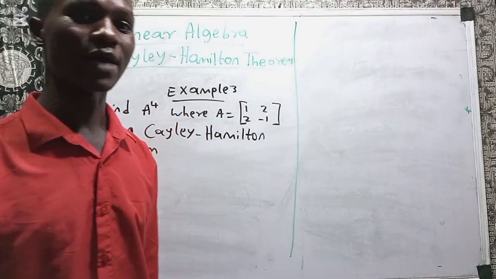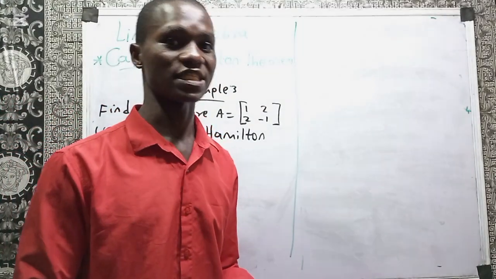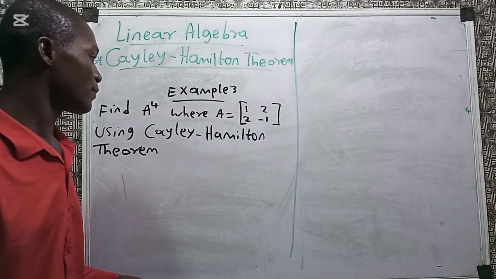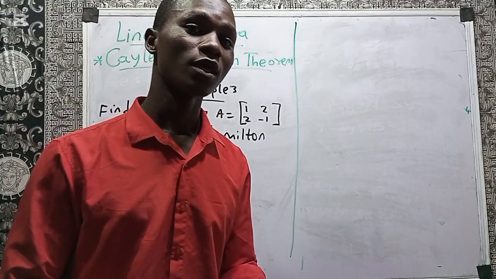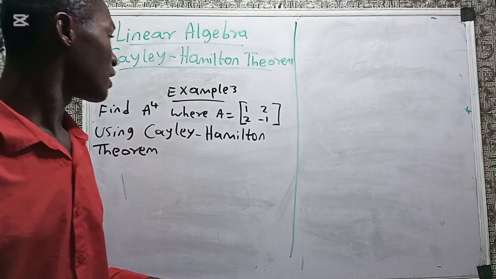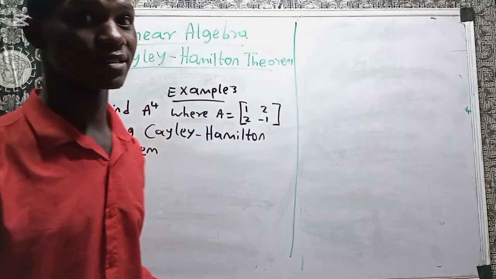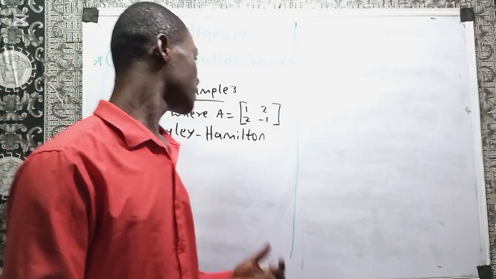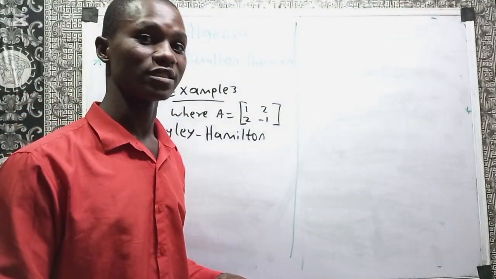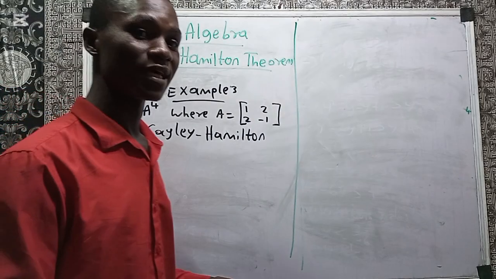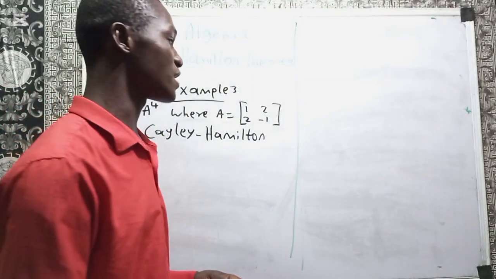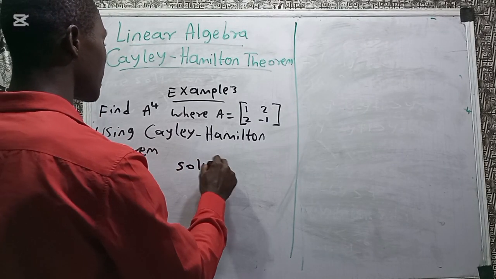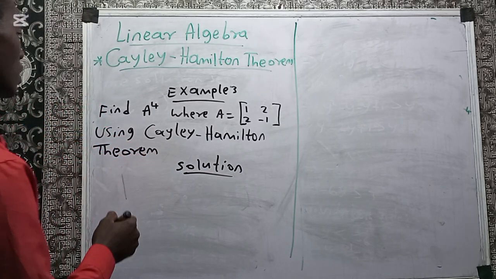We know that Cayley-Hamilton theorem states that every square matrix satisfies its own characteristic equation. So for us to use the Cayley-Hamilton theorem to evaluate this A raised to power 4, it is important to compute the characteristic equation of this very matrix, and by Cayley-Hamilton theorem, this matrix A will satisfy this characteristic equation because it is a square matrix. Every square matrix satisfies its own characteristic equation. So with that, let's start the solution of this very question.